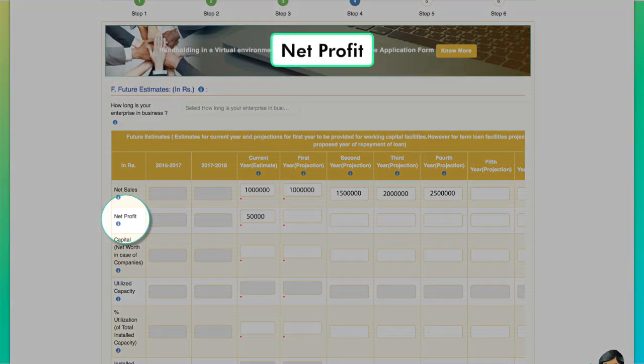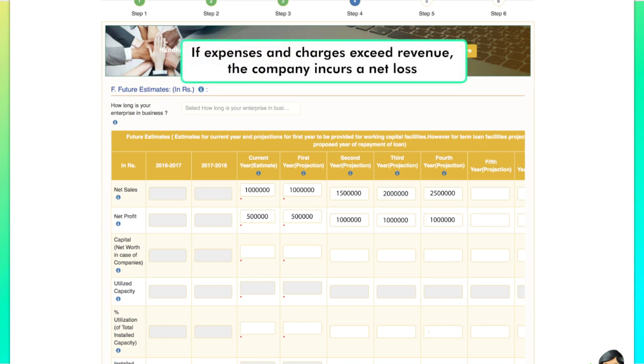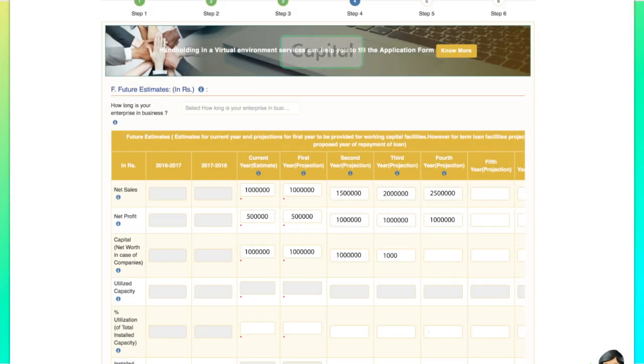The profit of a unit after operating expenses and all other charges including taxes, interest and depreciation have been deducted from total revenue is also called net earnings or net income. If expenses and charges exceed revenue, the company incurs a net loss. Capital is the money brought in by the promoter for setting up of a unit.